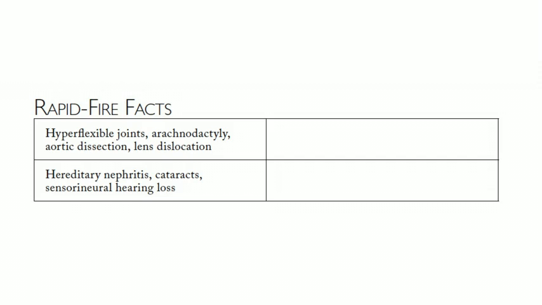All right, that's it for the quiz, but we have a couple of rapid-fire facts for you too. So hyperflexible joints, arachnodactyly, aortic dissection, and lens dislocation, that's Marfan syndrome. Remember, that's caused by that defect in fibrillin. And then hereditary nephritis, cataracts, and sensory neural hearing loss, that's Alport syndrome, which is due to that defect of type 4 collagen. Remember, can't see, can't pee, can't hear high C. And then also be sure you can recognize Ehlers-Danlos syndrome and recognize scurvy as well. We just went over both of those. It's very, very high yield. So that's it for the rapid fire facts. And that's the end of Foundations 8. See you next time.